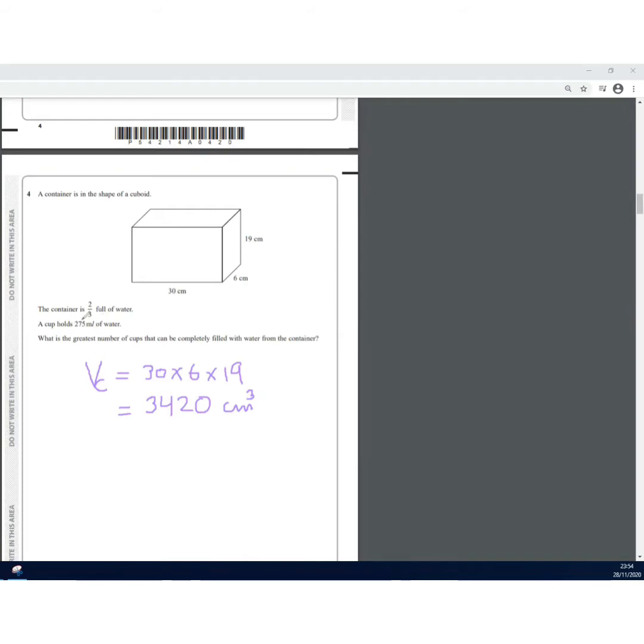Then, because it says the container is 2/3 full of water, don't forget, this is the volume of the entire container. So because it's 2/3 full, we can then find out what is 2/3 of our current answer. That is 2/3 of 3420, which the calculator shows as 2280 centimeter cubed. So which means 2280 centimeter cubed of the container is full of water.